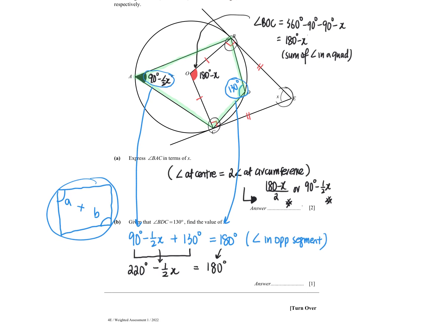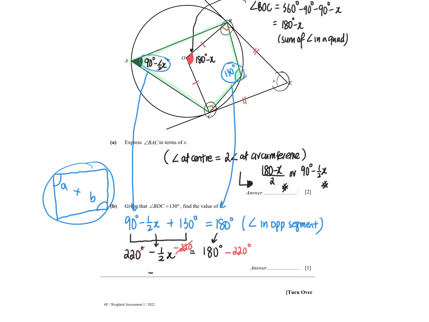So next, I subtract 220 on both sides. So this one is gone. So minus half x is negative 40. So to find x, I divide by negative half on both sides. So it's 80.